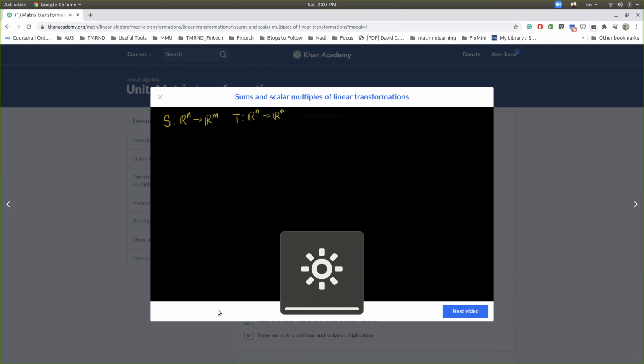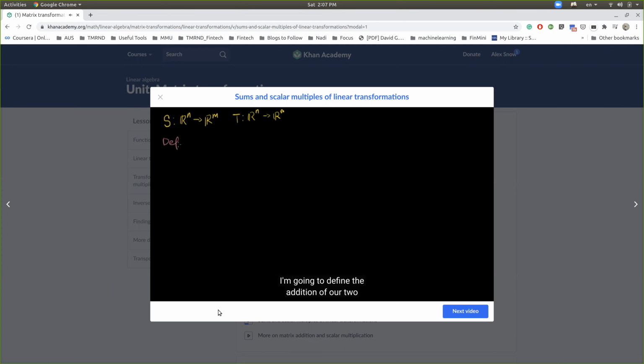Let me write it as a definition. I'm going to define the addition of our two transformations. If I add our two transformations, the addition of two transformations operating on some vector x, this is a definition. I'm going to say that this is the same thing as the first transformation operating on the vector x plus the second transformation operating on the vector x. And obviously this is going to end up being a vector in Rm. So this whole thing is going to be a vector in Rm.